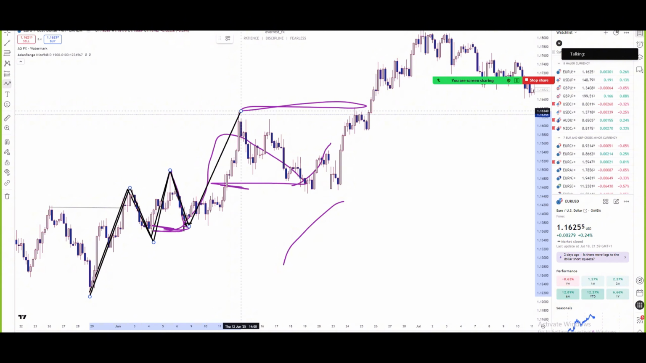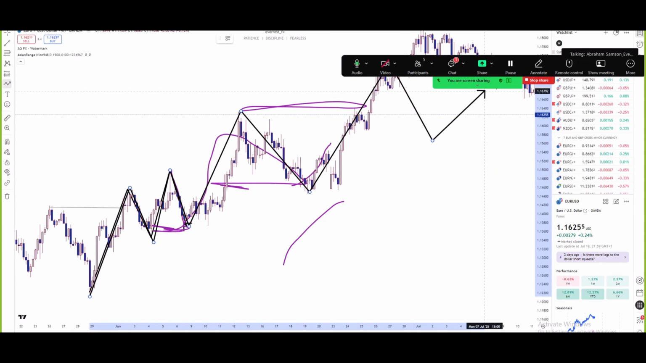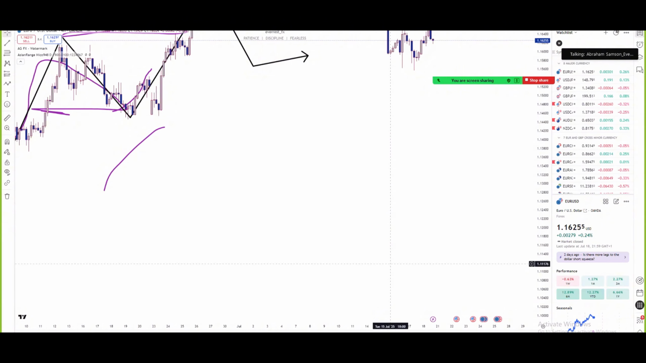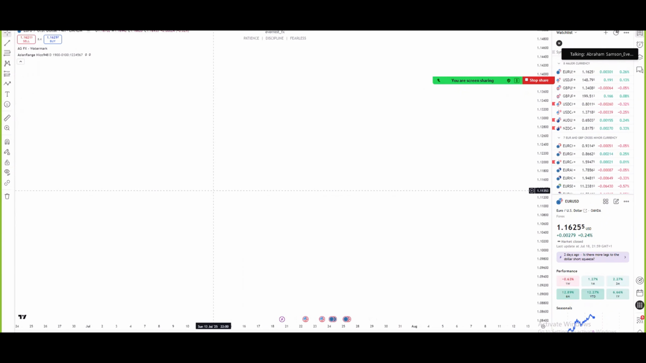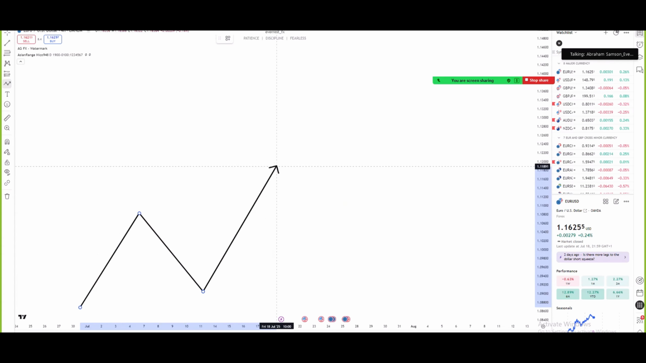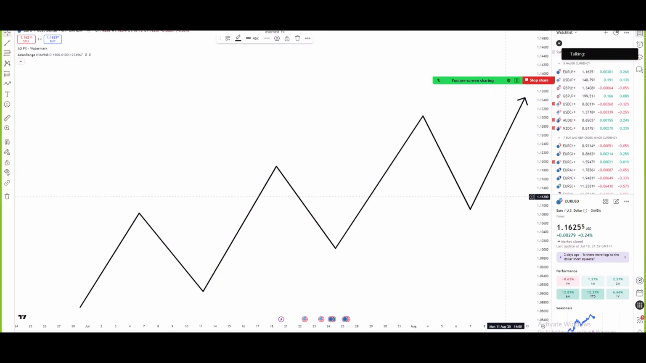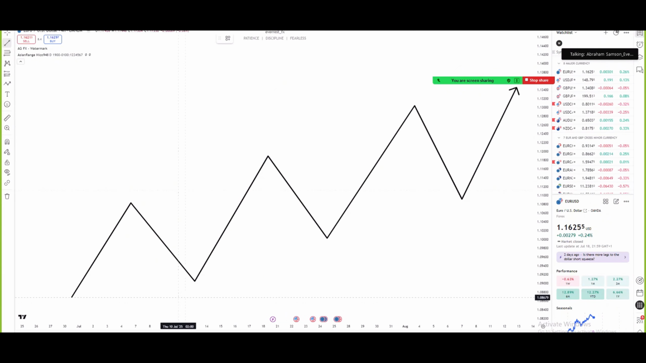For example, as the price is going up, it's bullish. But instead of going up straight, the price will usually go up, come down, go up, come down, go up, come down, like that. So that is just what market structure is. Market structure is just the way in which price reacts. So price might either be going up or coming down. So for example, this is how price reacts.